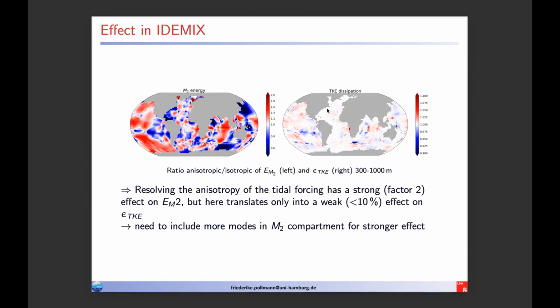The color scale here is a factor of 2. The color scale here is only 10%. But that doesn't really mean that it's not important to resolve the direction of the tidal forcing. I think I had only mode 1 in there. So as a test, I put in modes 1, 2, and 3, and you can see that the effect on the TKE dissipation rate increases already. So I guess when we resolve the directionality of the higher modes as well, then it will be really important to include this also for the vertical mixing in ocean modeling.